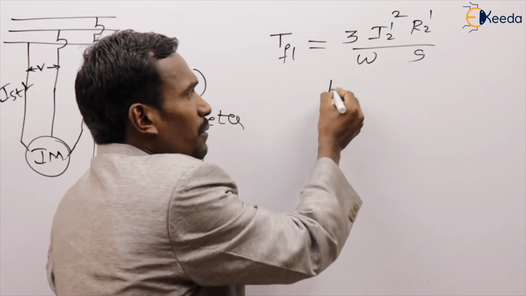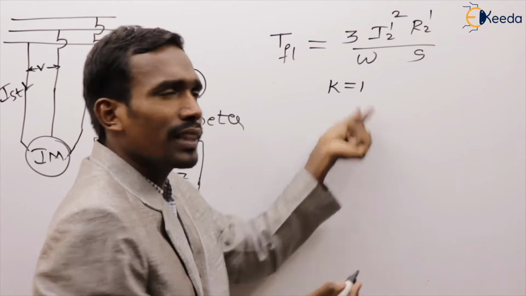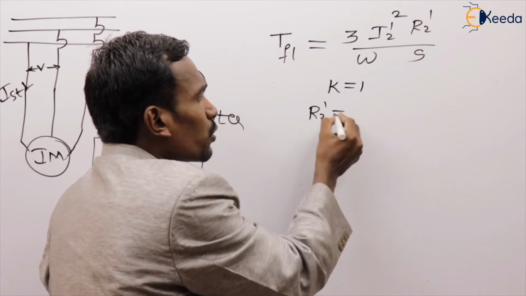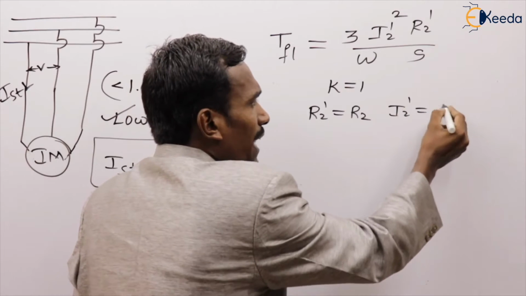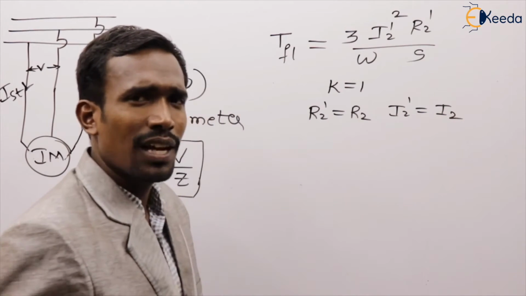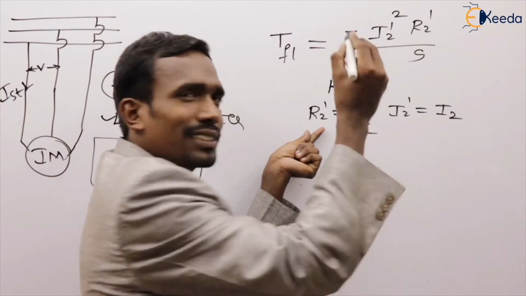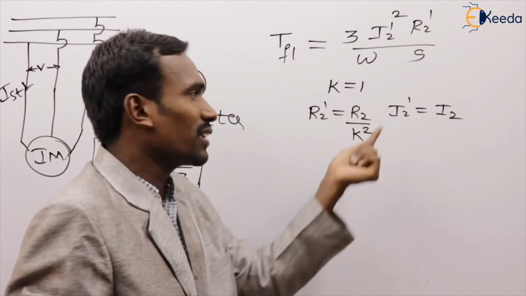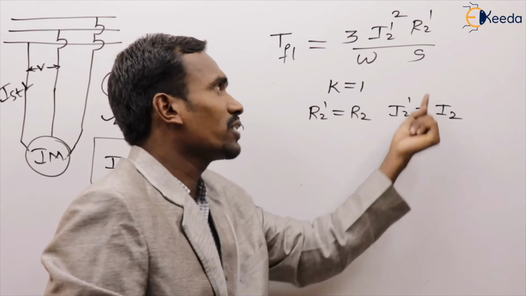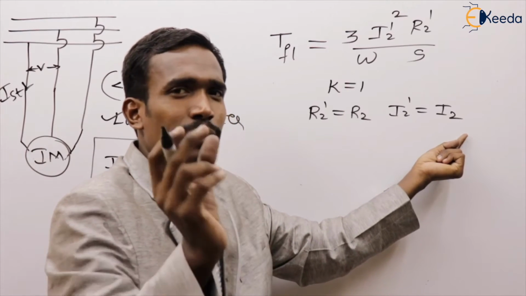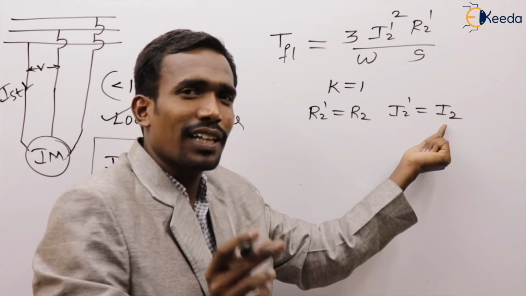Generally, my assumption, if K is equal to 1, what is R2 dash? R2 dash is equal to R2 and I2 dash is equal to I2. If K is equal to 1, what is the formula for R2 dash? R2 dash is equal to R2 by K square. If K is equal to 1, R2 dash is equal to R2, I2 dash is equal to I2, and I'm taking this as full load torque, right? And this is full load current.